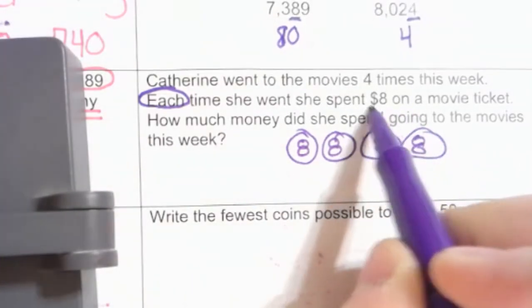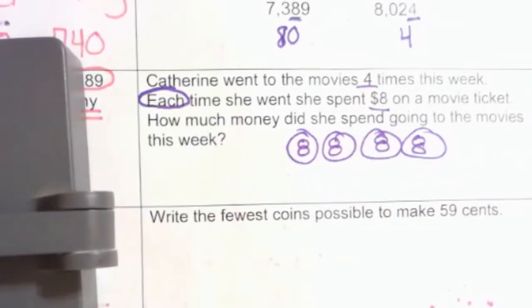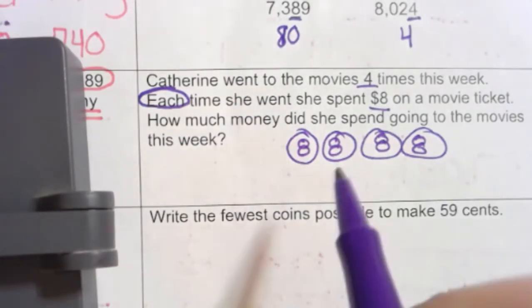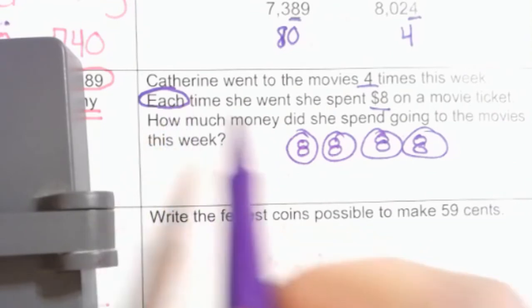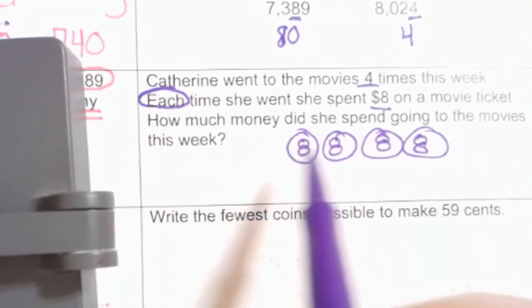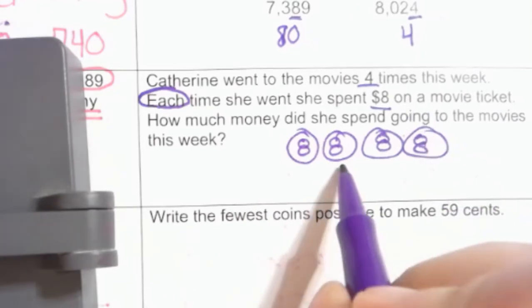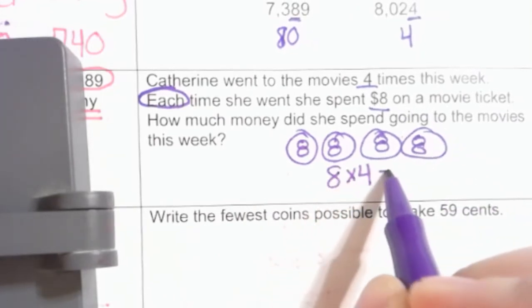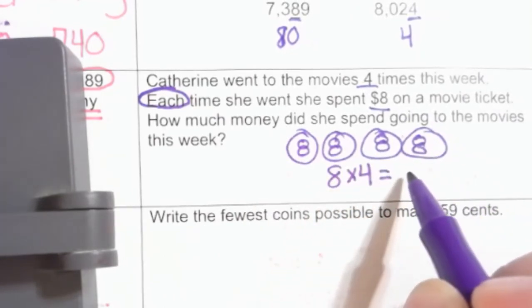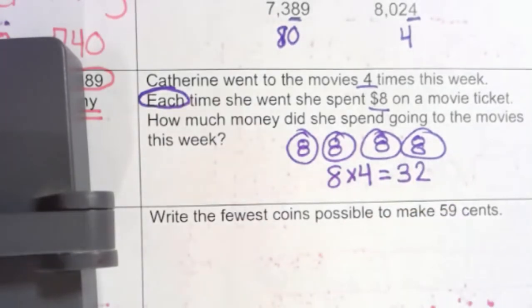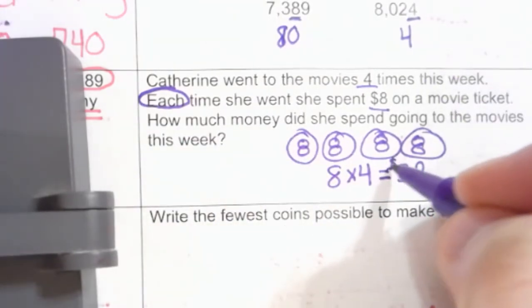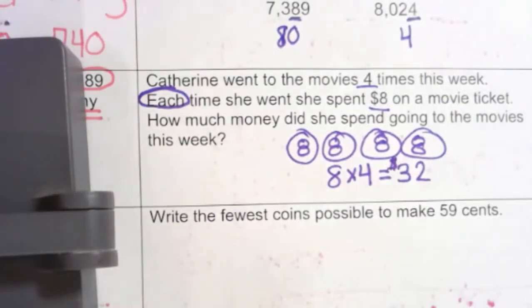So we can do what to solve that? We would add those together, or we could multiply. Each always tells us to multiply or divide, but here the numbers are going up, so we have to multiply. 8 times 4 is 32. 32 what? It's talking about how much money, so it better be dollars. Dollars, yes. Very good. I don't think it would be 32 cents.